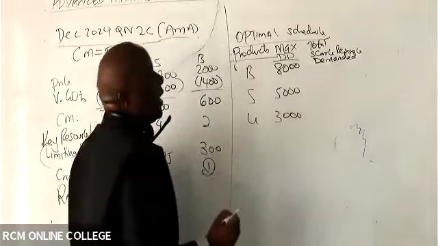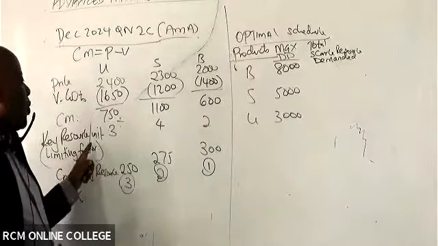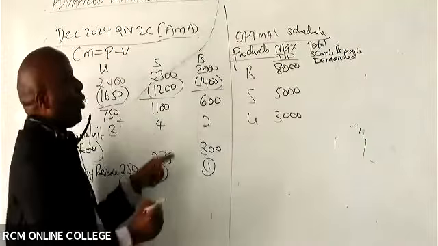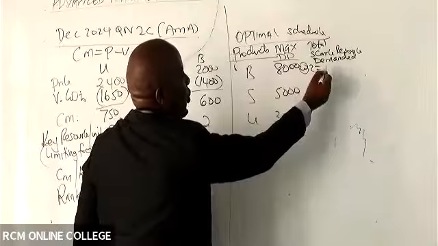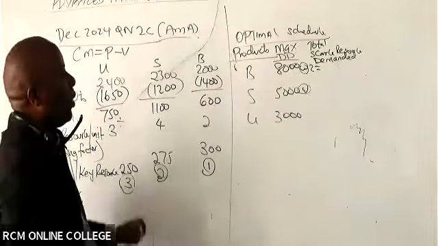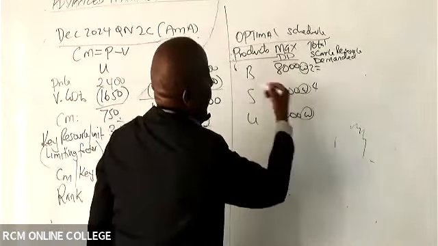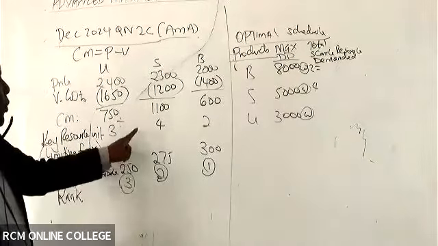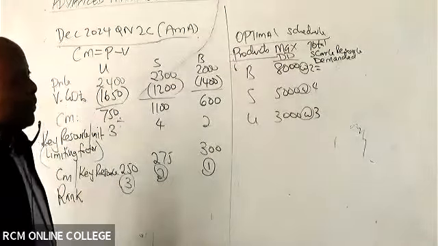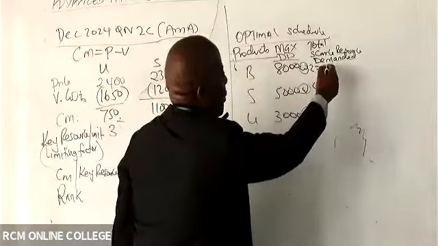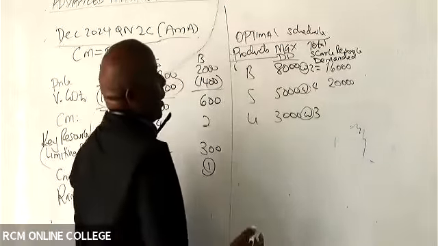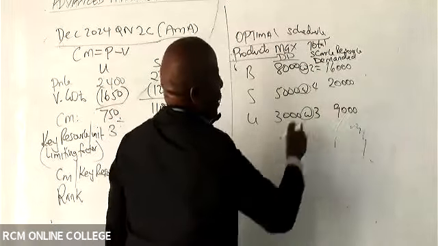Total scarce resources demanded. These scarce resources were labor. We know for B, labor hours are 2. For S, labor hours are 4. And for U, the labor hours are 3. So the total scarce resources demanded: 8,000 times 2 is 16,000, this will be 20,000, this will be 9,000 like that.